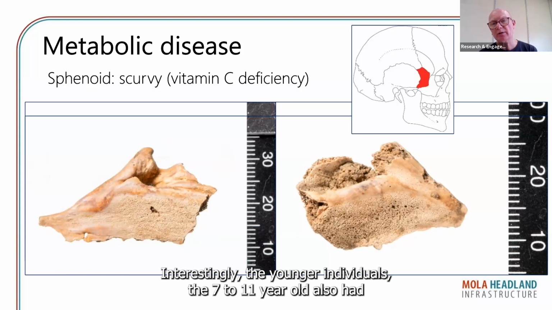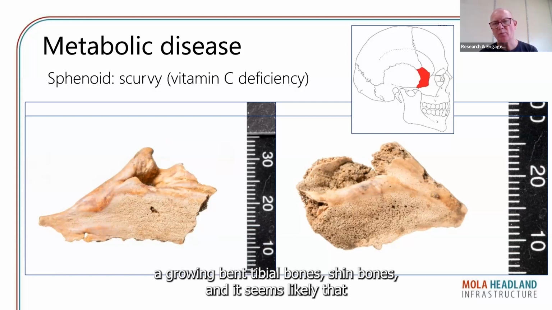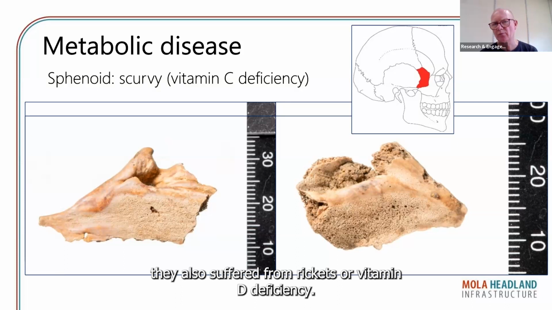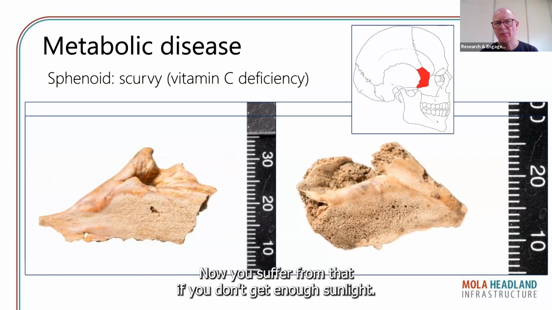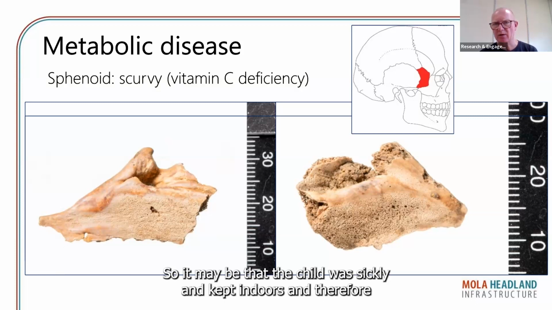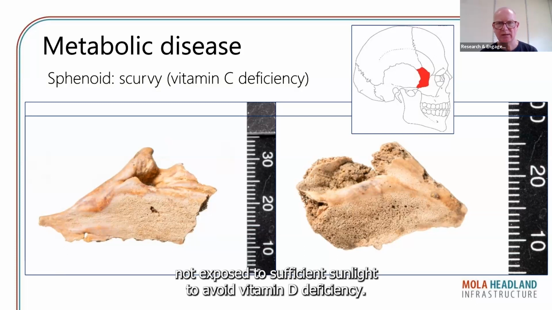Interestingly, the younger individual, the 7 to 11-year-old, also had bowing or bent tibial bones, the shin bones, and it seems likely that they also suffered from rickets or vitamin D deficiency. Now, you suffer from that if you don't get enough sunlight, so it may be that the child was sickly and kept indoors and therefore not exposed to sufficient sunlight to avoid vitamin D deficiency.